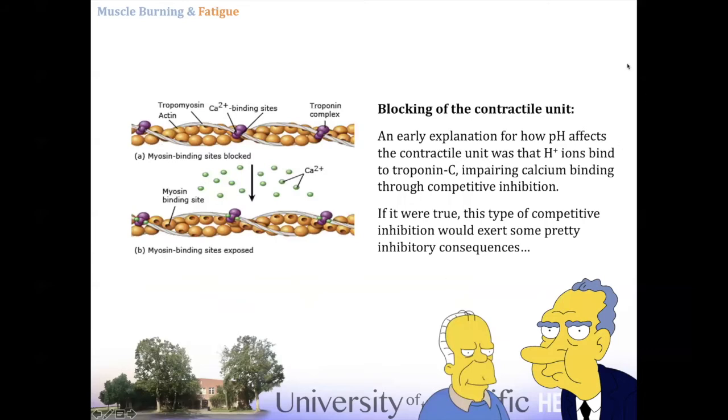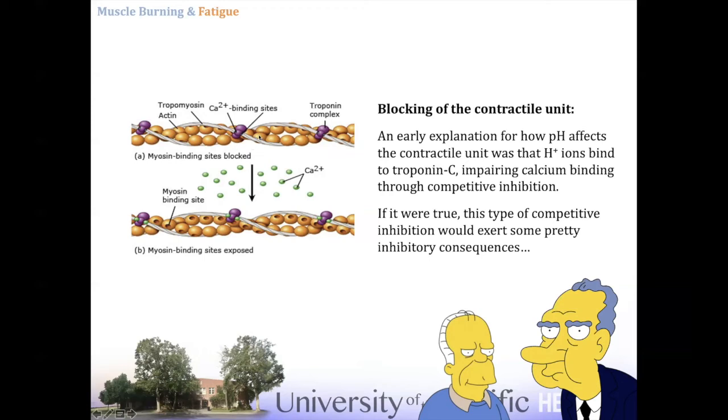Now, blocking of the contractile unit, this was what people said for a really long time. Let's go back to the Nixon and Gerald Ford administrations, the 70s, and then into the 80s. This is what people used to say, that there's a competitive inhibition of the hydrogen ions and the calcium binding sites on troponin C.